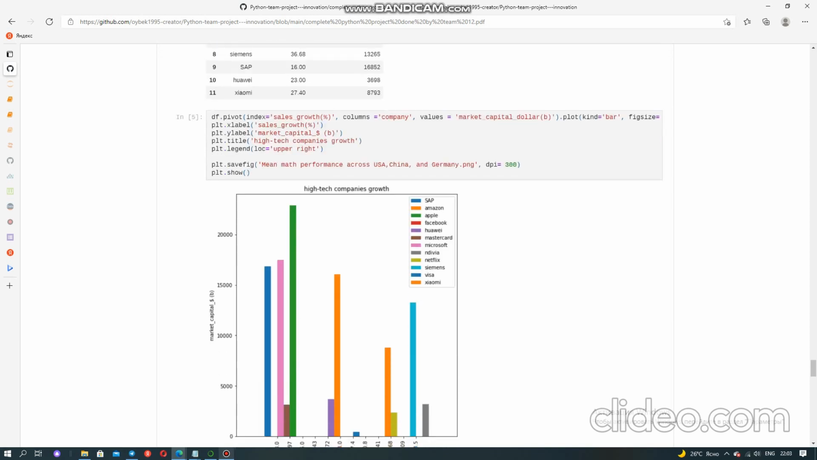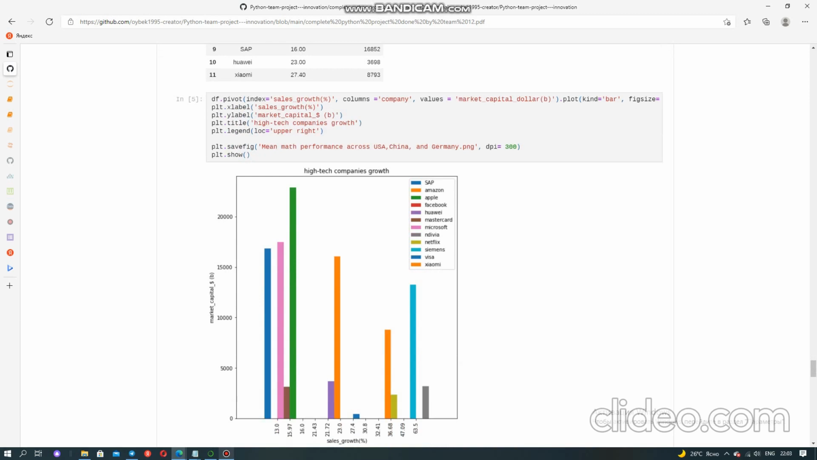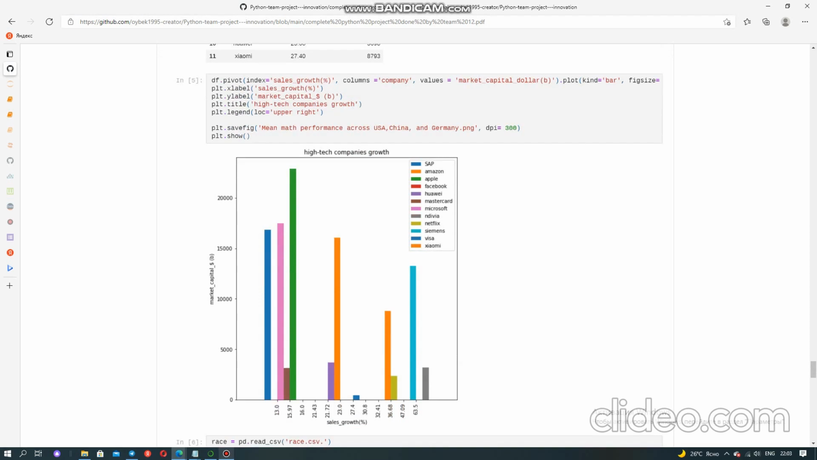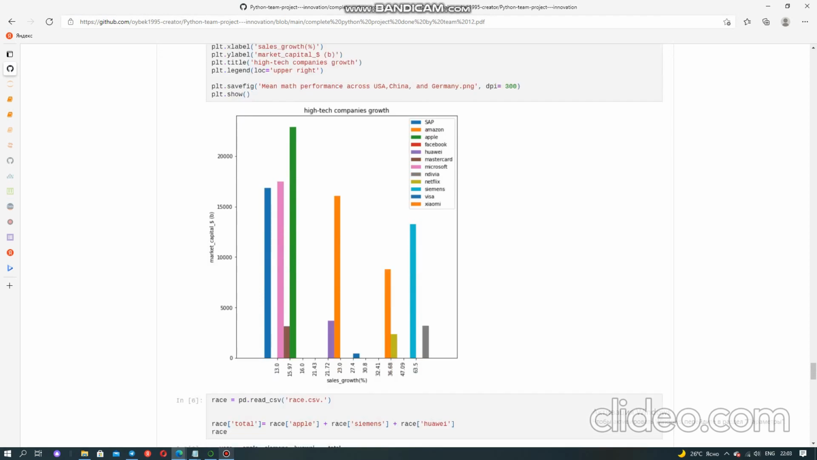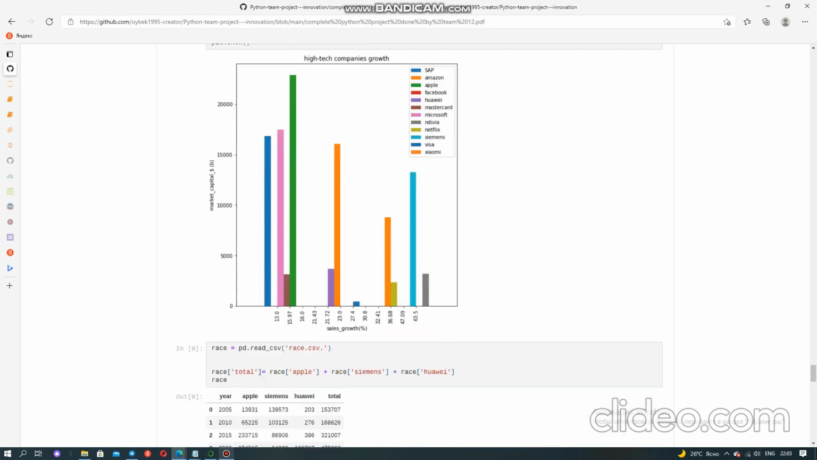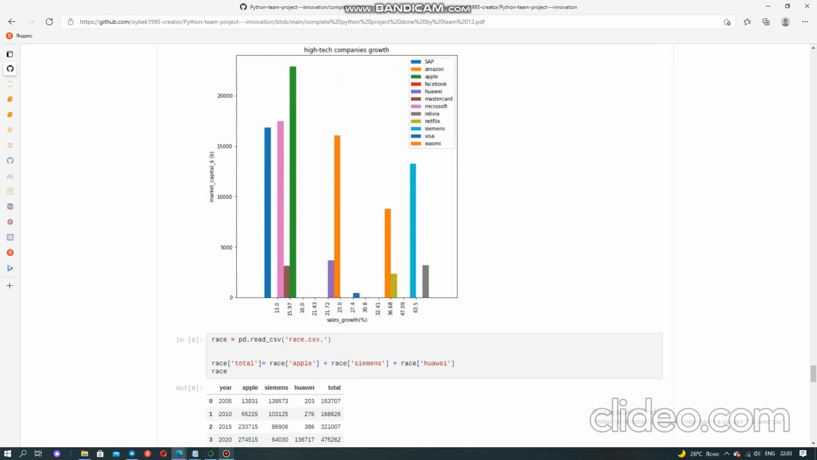And this is a visualization of this table, from which we can see that Apple is the most competitive company, while Huawei and Siemens are the most competitive companies in China and Germany.